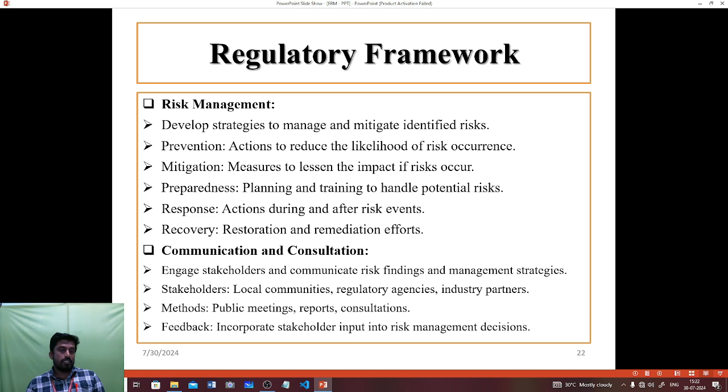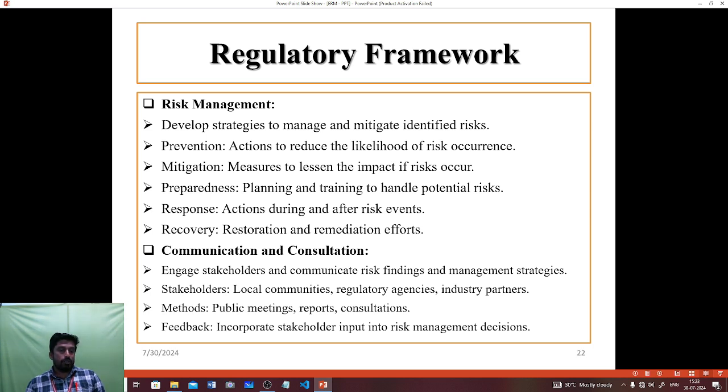So what are the actions we take to control risk management? We can find the ways and actions to manage it from previous data collections. Then also recovery. Recovery is nothing but the restoration and remediation of effects. Once the risk has happened, we can find the restoration and remediation effects. It helps the particular recovery process.